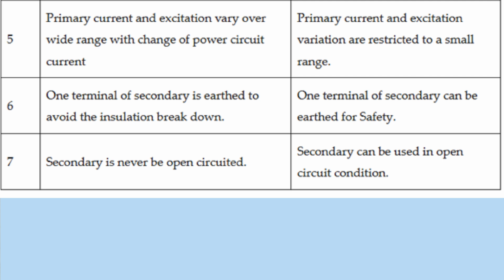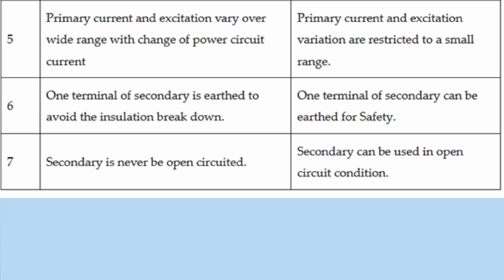Now the fifth point is the primary current and excitation vary over a wide range with change of power circuit current, and in case of potential transformer, the primary current and excitation variation are restricted to a small range. So in case of CT, the variation is in a very wide range, but in case of PT, the variations are restricted to a smaller range.